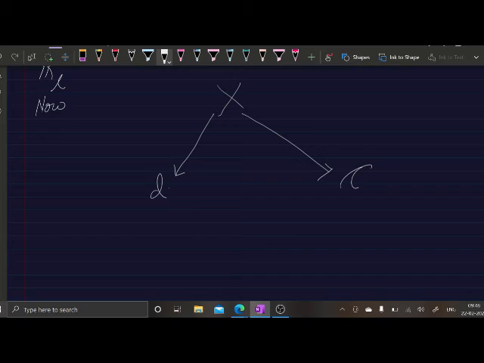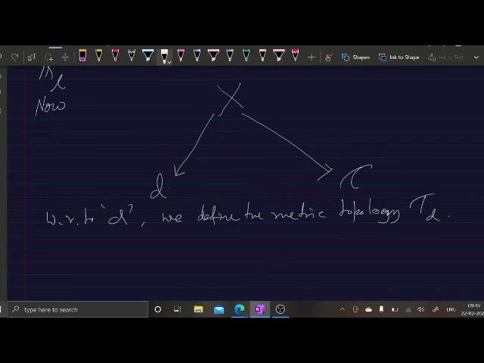So with respect to D we define the metric topology tau D. And also you have defined a topology tau on X. Now if it happens that this tau D equals this tau, then the space is called a metrizable space.